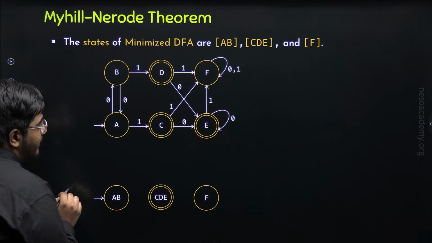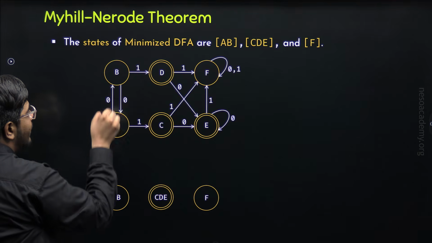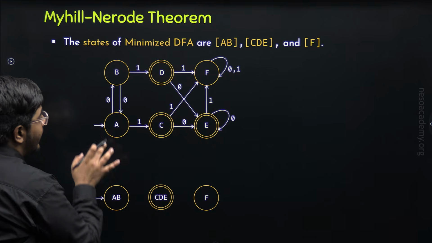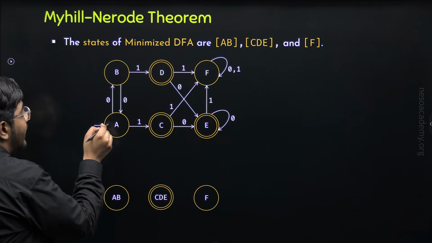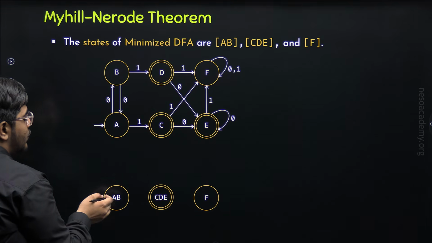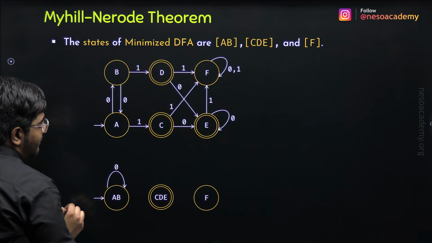First for the state AB. Now here, A on 0 gives B and B on 0 gives A. But in this minimized DFA, A and B are not single states. So collectively we can say AB together on 0 gives AB itself. So we will simply create a self loop of the input symbol 0 over the state AB.